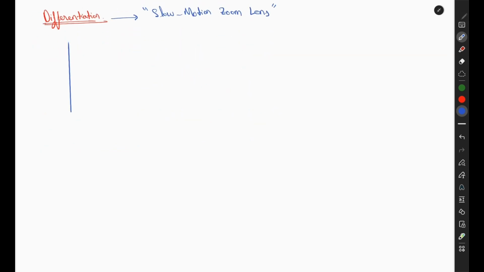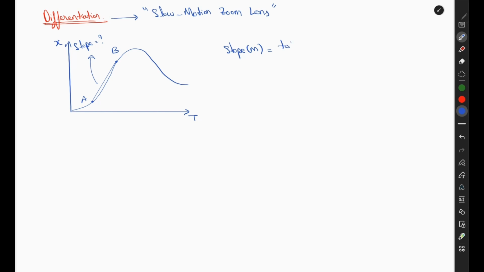Imagine a graph of a car's journey. The line is curvy. It means the car is speeding up and slowing down. If you want the average speed between 2 points, say point A and point B, that's easy. You just draw a straight line between them and find its slope. That's total distance by total time, or delta y by delta x, as you would say in math. But that's the average. It doesn't tell you the speed at the exact moment you passed that speed camera at point A.